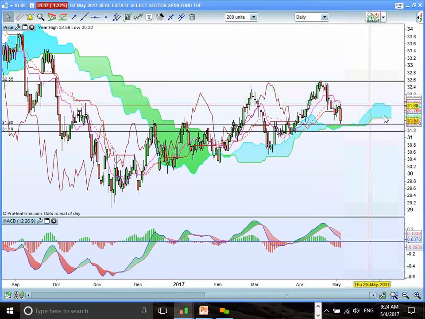Front end of the cloud still indicates somewhat of an uptrend in place, so far so good, but we are consolidating with short-term weakness in this market.